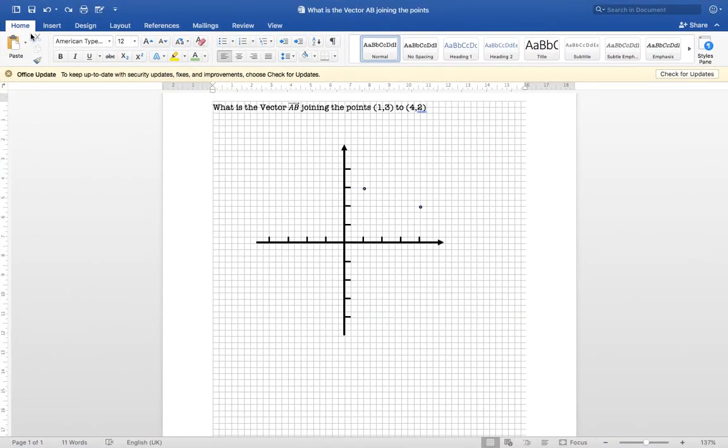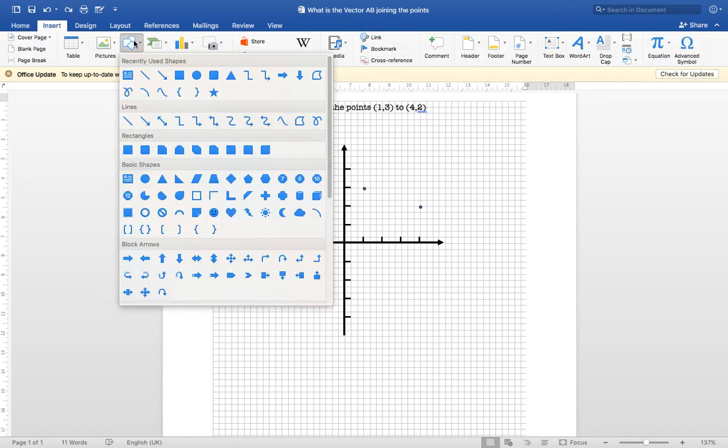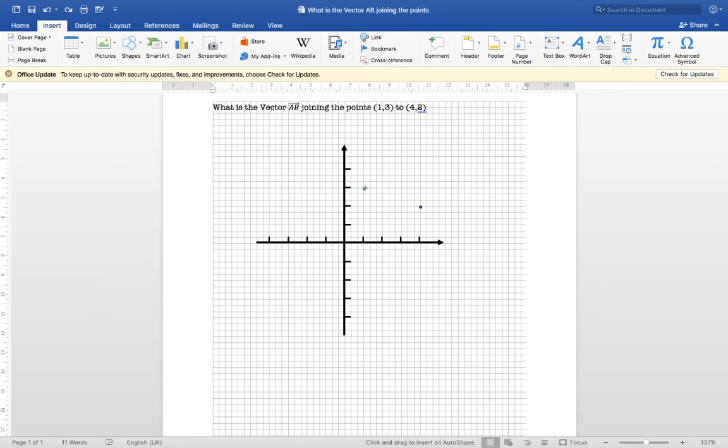Perfect. So we're just going to look at some basic vector stuff. So here's a question. What is the vector AB that joins the points 1, 3 to 4, 2? So if we look at this, this is the point 1, 3, this is the point 4, 2. So the vector that we're interested in would be this vector, joining 1, 3 to 4, 2.